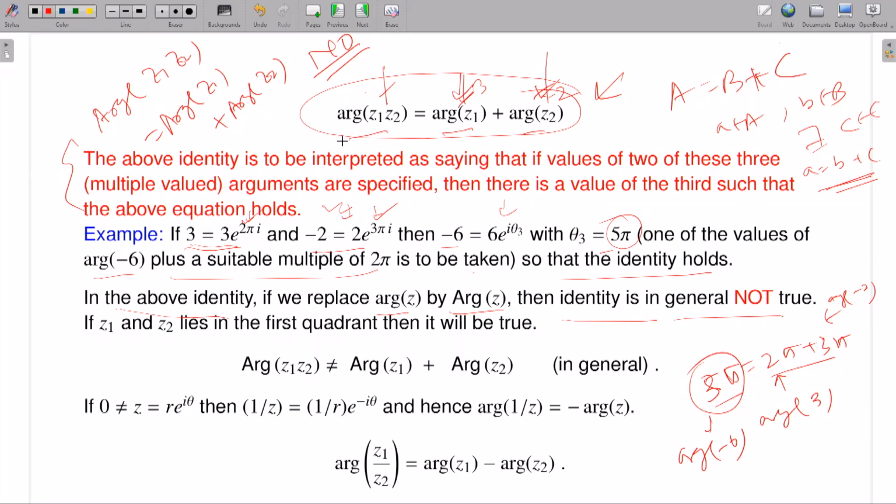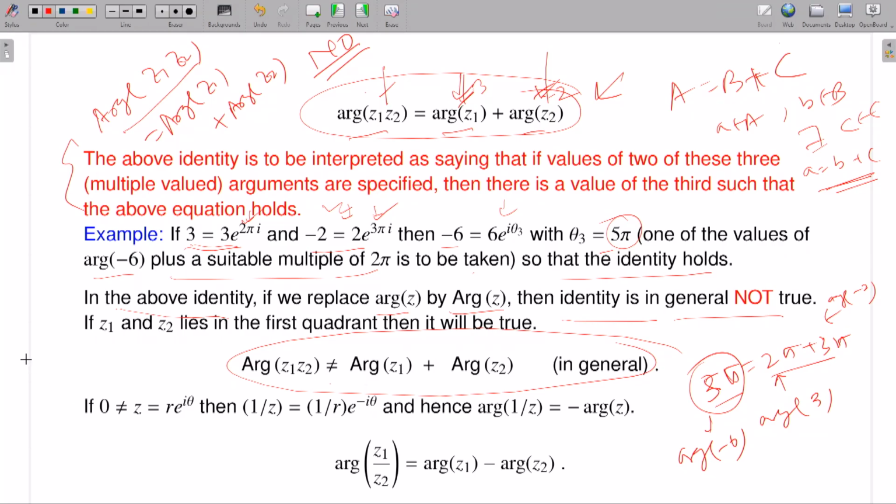But if I replace small arg by capital Arg, capital Arg is a kind of single valued function. So I am demanding, is it true that if I have two complex numbers, and I multiply them, it will be another complex number, then you can calculate its principal argument. Is it the same as the sum of the principal arguments of the individual numbers? The answer is no. So in general it is no. So small arg of Z1 Z2 is not equal to small arg of Z1 plus small arg of Z2. And then you can easily calculate why.